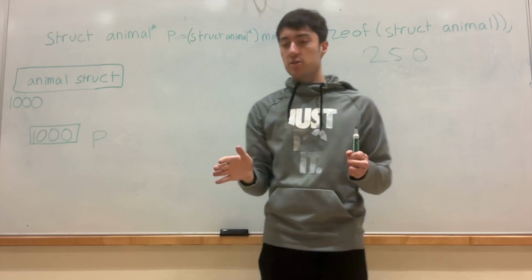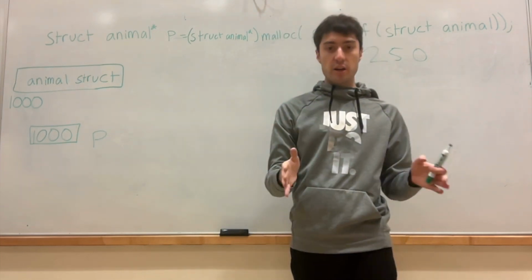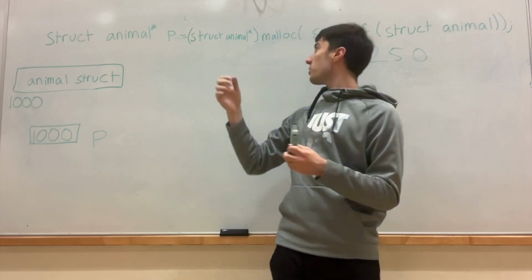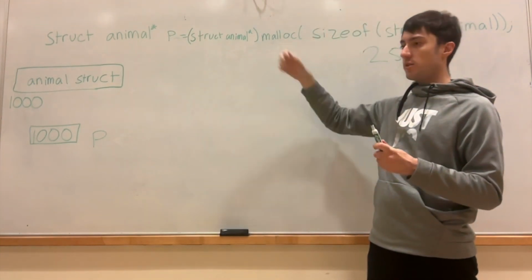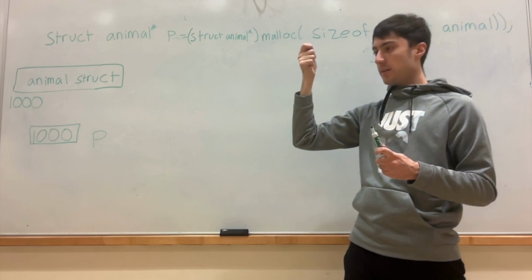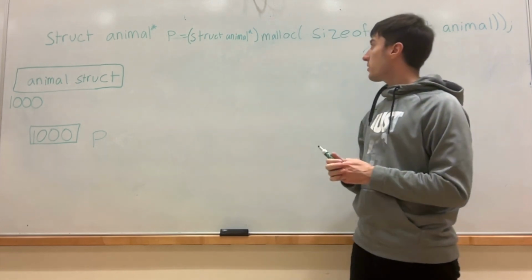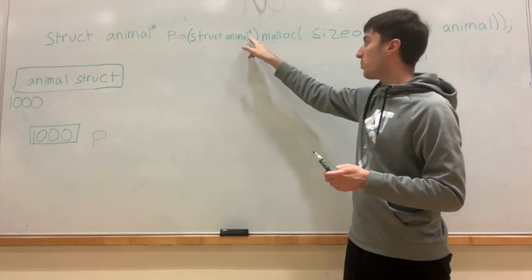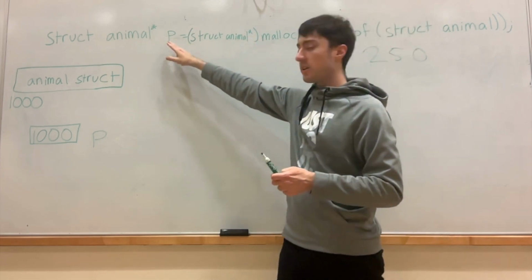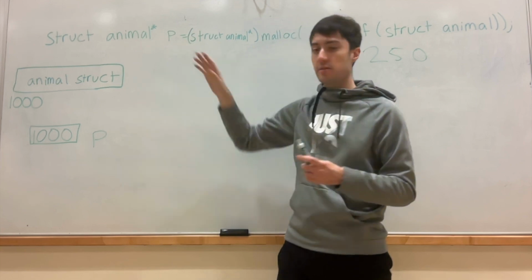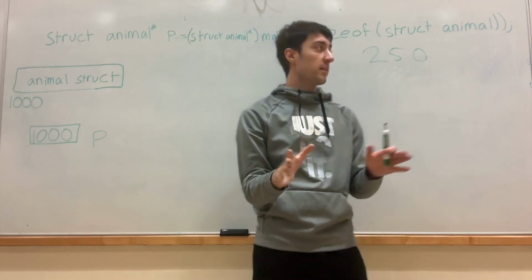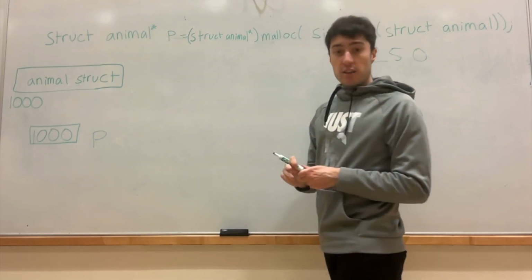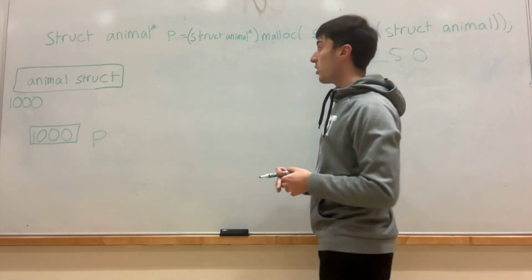All right, so now we know that this memory location, which is given by the malloc function, is a struct animal pointer, so that way it can be saved into P. Great. Cool, we allocated P. Huge long statement. But now let's actually get something going with P.